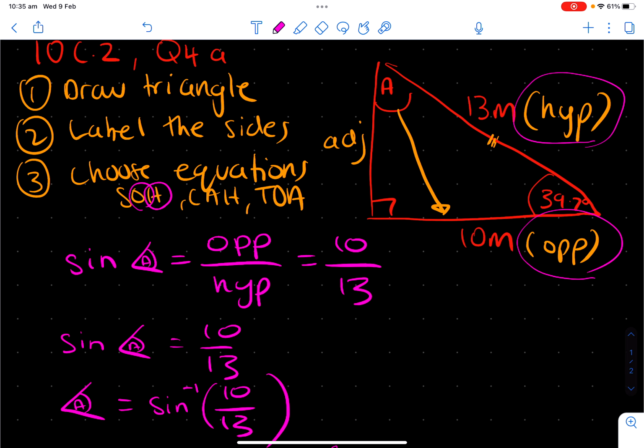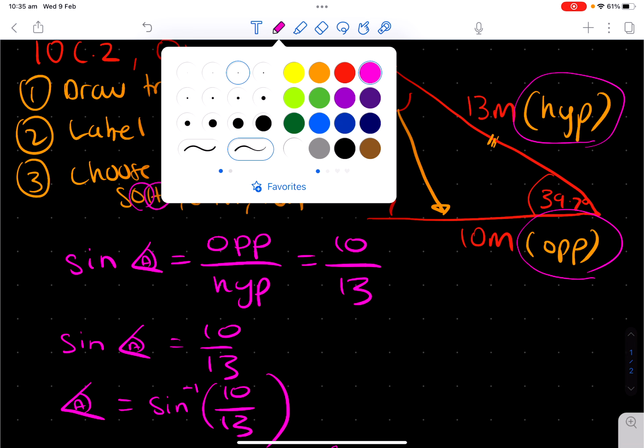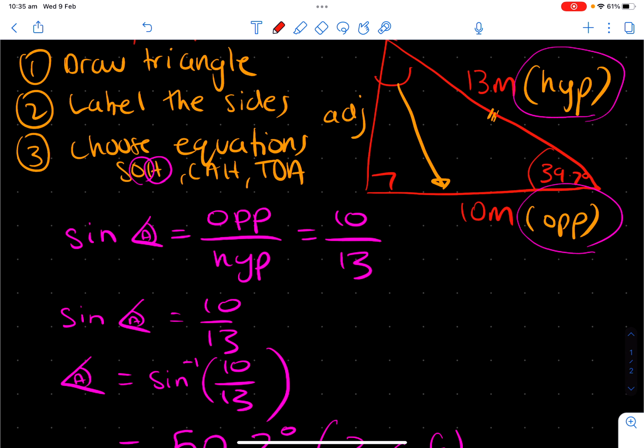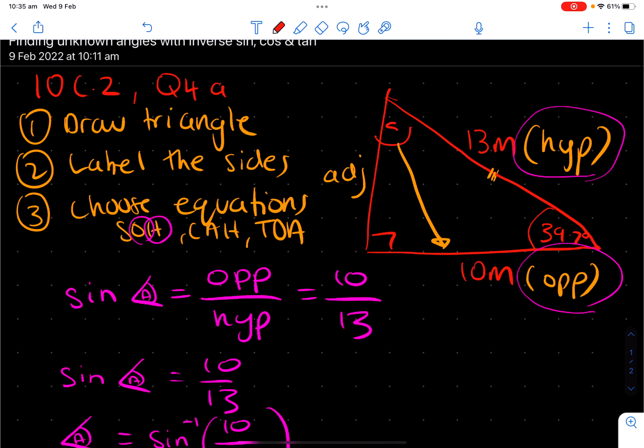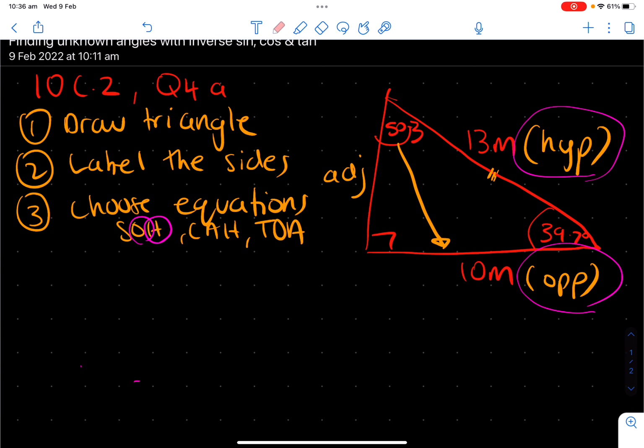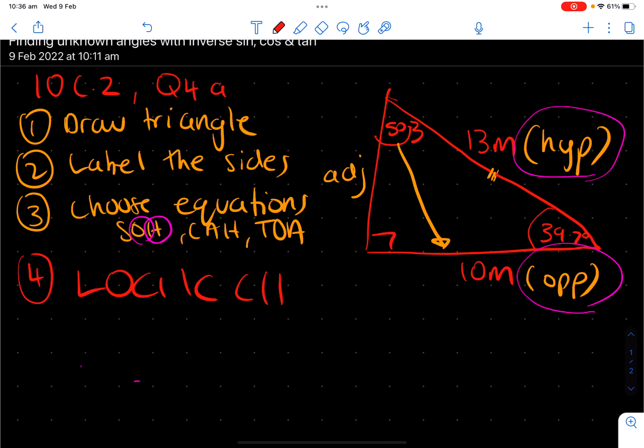So we're going to come up here now and fill in 50.3 degrees. Now, we're going to do our logic check. I'm just going to erase this so we make some space. Logic check.